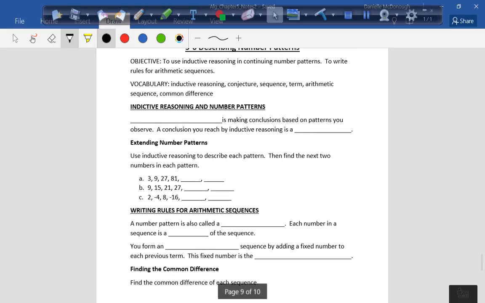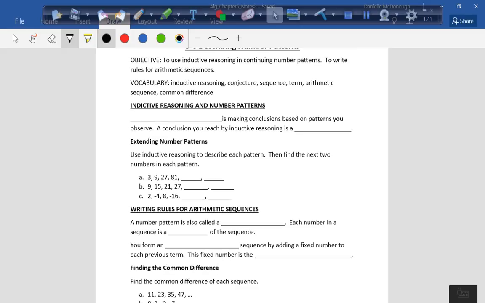So let's go through. We'll start, first of all, this is a typo here. This should be inductive, not indictive, but inductive reasoning and number patterns. And inductive reasoning is making conclusions based on patterns you observe. So this is inductive reasoning. And a conclusion you reach by inductive reasoning is a conjecture.